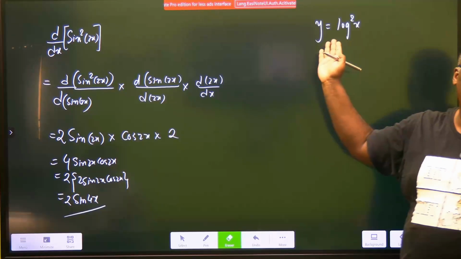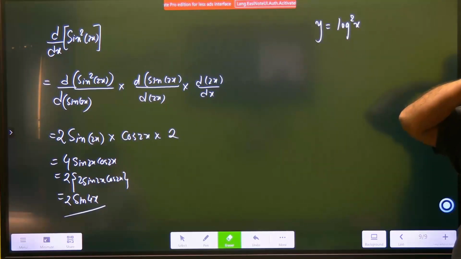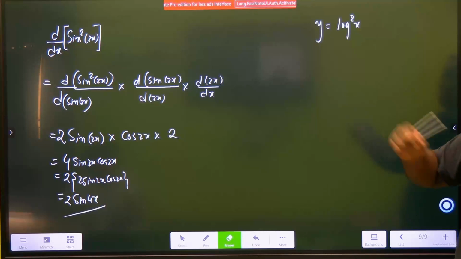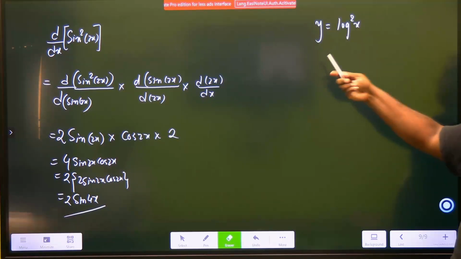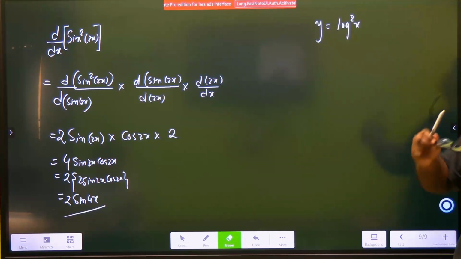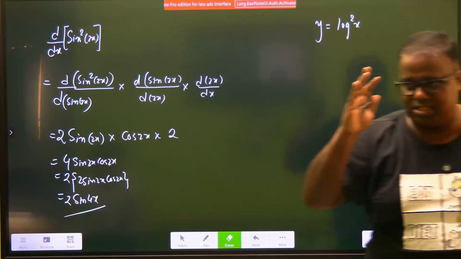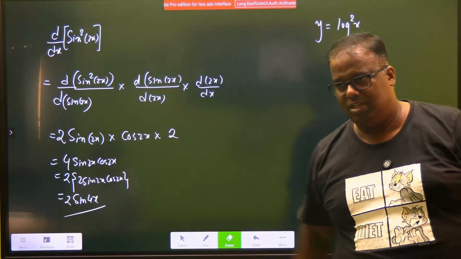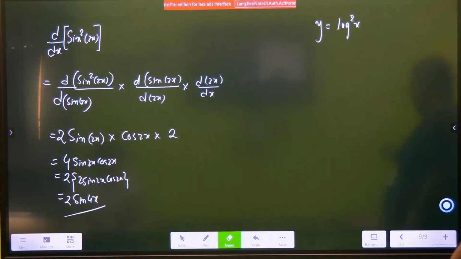What is it? Log square x. Which is the first function you see? Power. Then the function is logarithmic. Here we have no angle, but in log we call it argument. Argument is what? X. So it is still PFA. First we will massage power, then we will massage function, then we will massage angle or the argument.